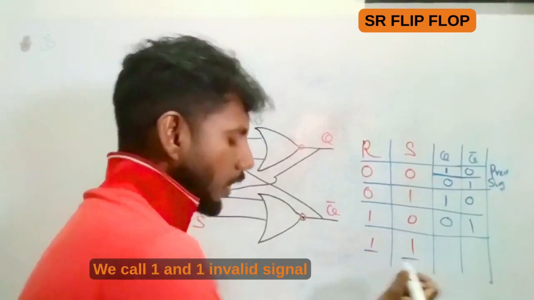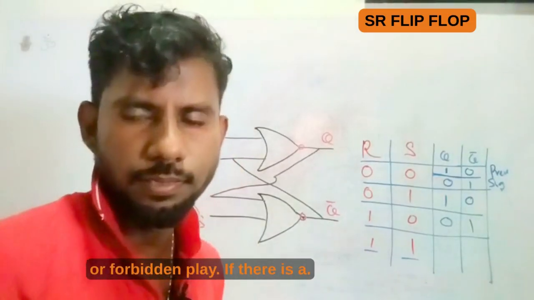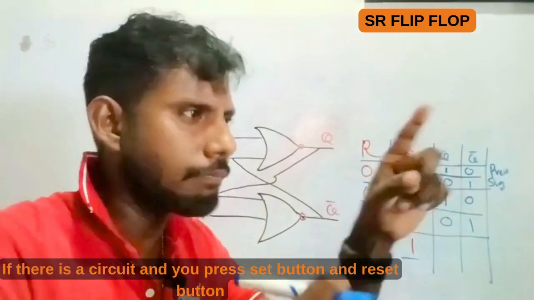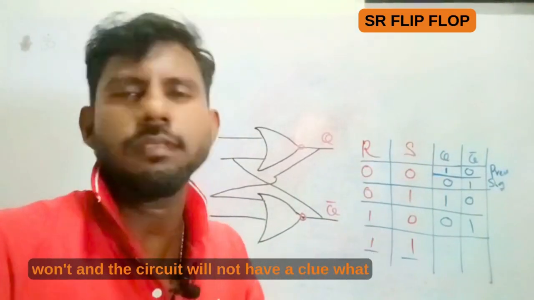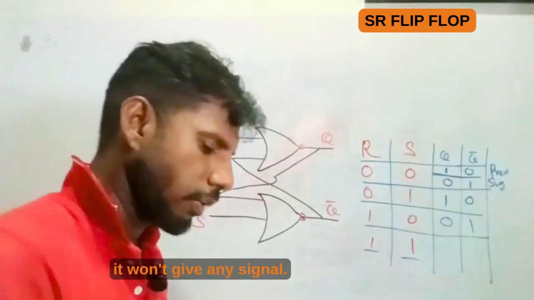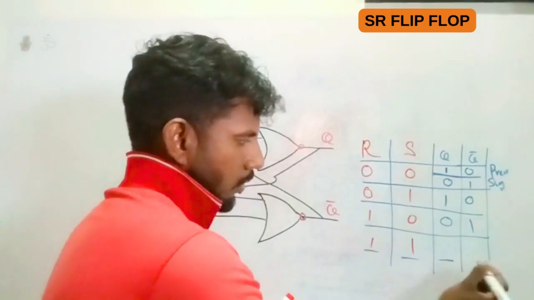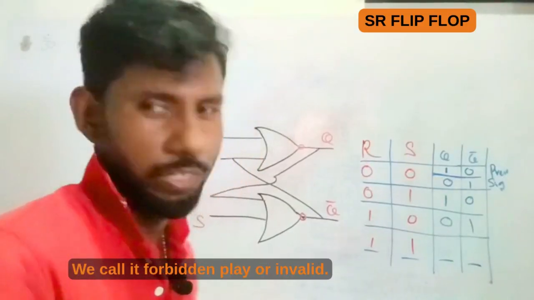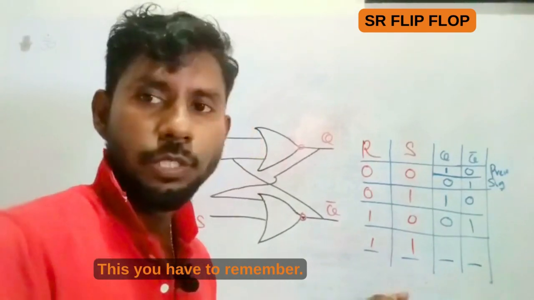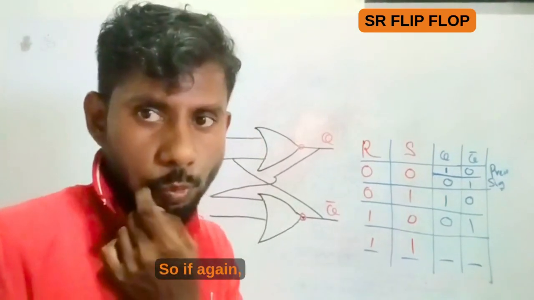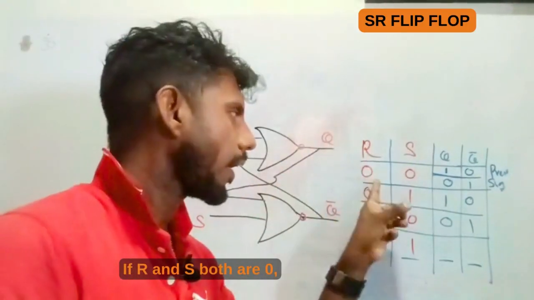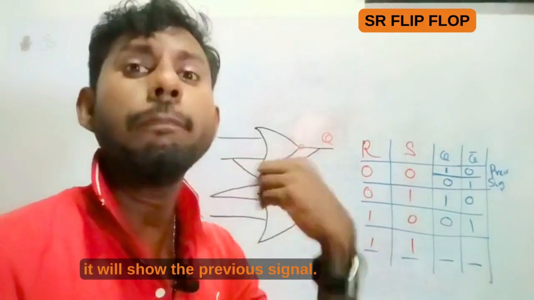And we call 1 and 1 an invalid or forbidden signal. Like if there's a circuit and you press the set button and the reset button both, the circuit will not have a clue what to do. So simply like that, it won't give any signal here. Right. So we call it forbidden, or invalid. This you have to remember. Again I'm telling you, this is how you have to remember it. If R and S both are 0, it will show the previous signal.